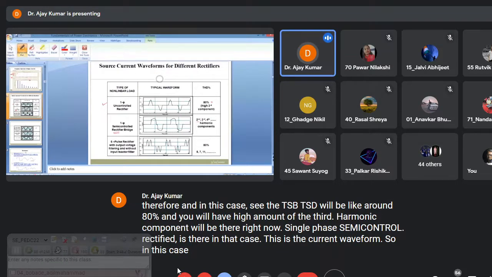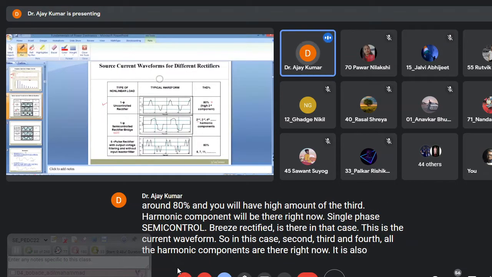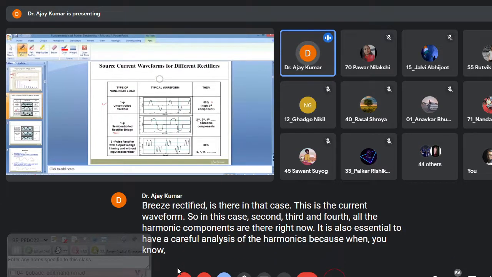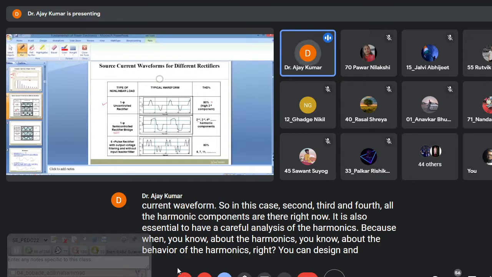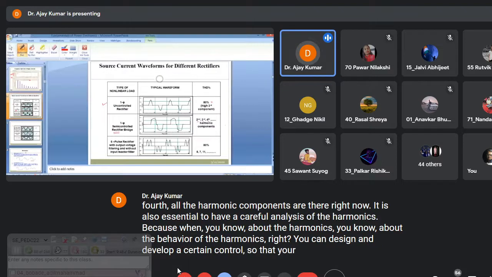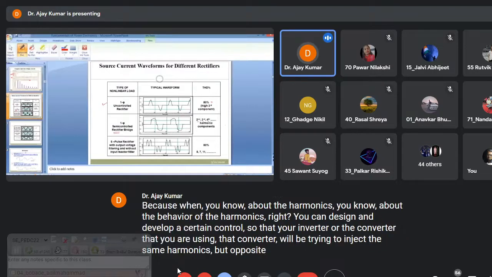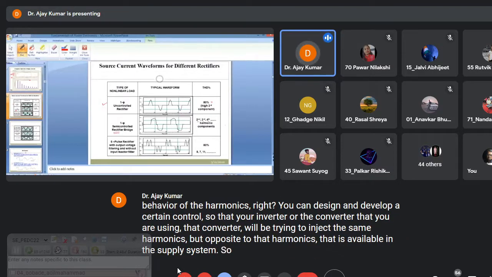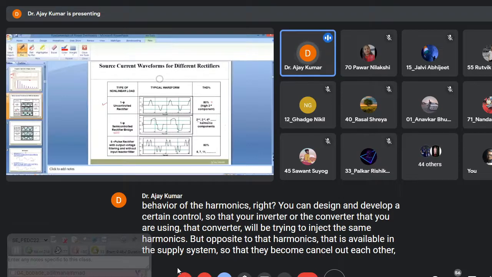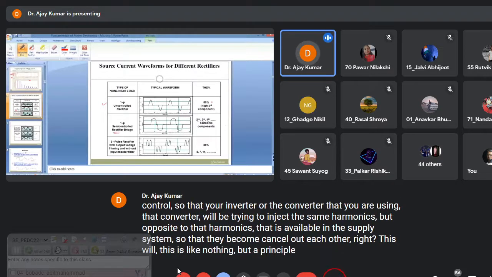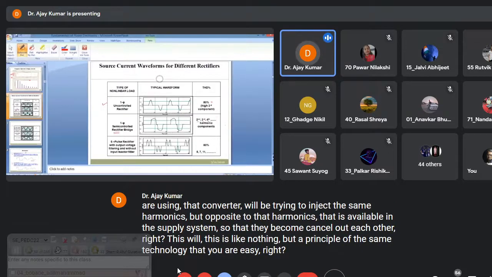Now it is also essential to have a careful analysis of the harmonics, because when you know the behavior of the harmonics, you can design and develop a certain control so that the inverter or converter that you are using will try to inject the same harmonics but opposite to the harmonics available in the supply system, so that they cancel each other out. This is nothing but the principle of the shunt active power filter that you are using.